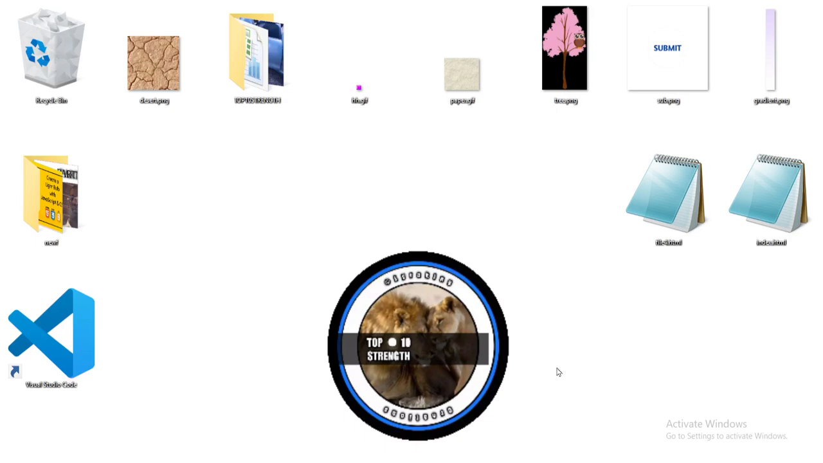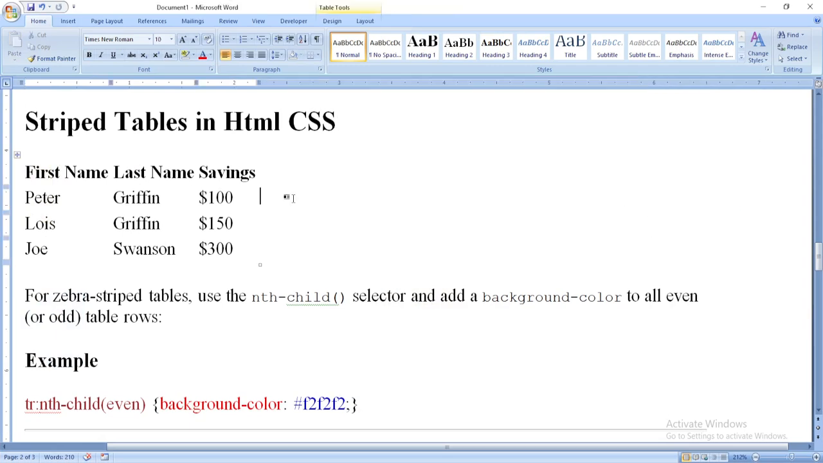Welcome back everyone. Quickly, let's continue our discussion on CSS tables, and right now we'll be discussing striped tables in HTML CSS. For zebra striped tables, use the nth-child selector and add a background color to all even or odd table rows.